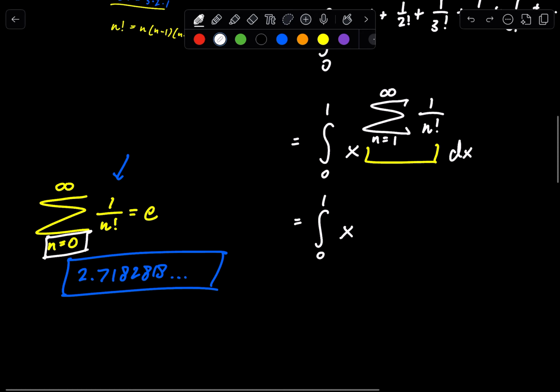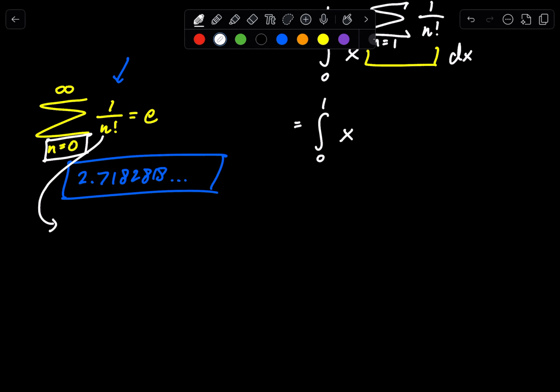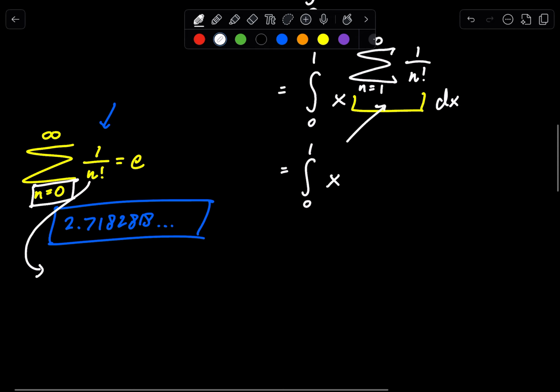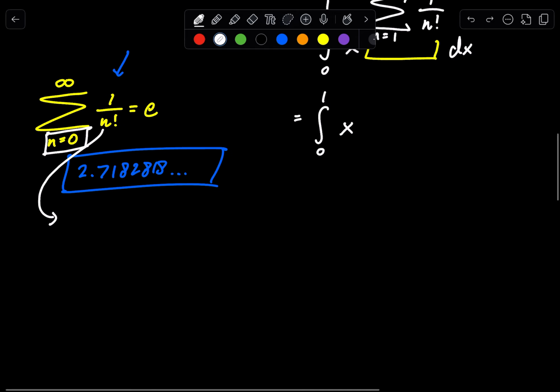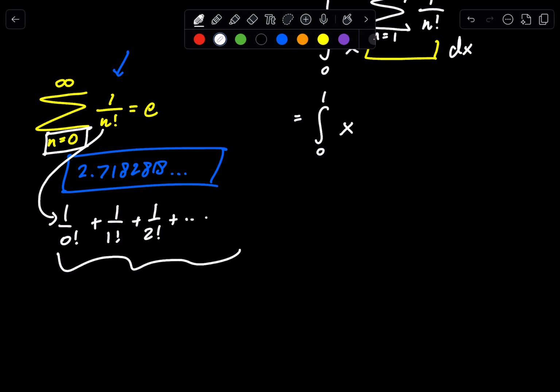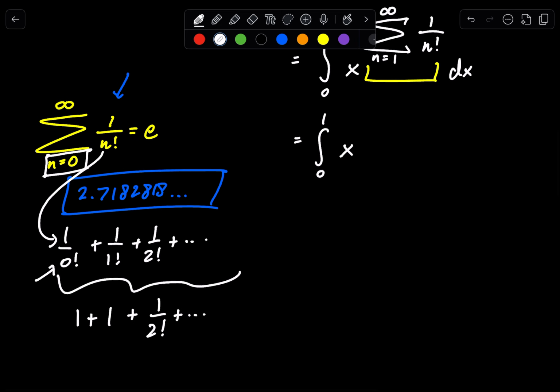Now, what happened? Let's write out the first few terms of the sum to see how we can substitute this in right here. If we let n equal 0 with this sum right here, we have 1 over 0 factorial plus 1 over 1 factorial plus 1 over 2 factorial plus ... If we simplify this a little bit, we have 1 plus 1 plus 1 over 2 factorial plus ... 0 factorial is 1. That's a video for another day. I think I already did a video on that, so check that out.